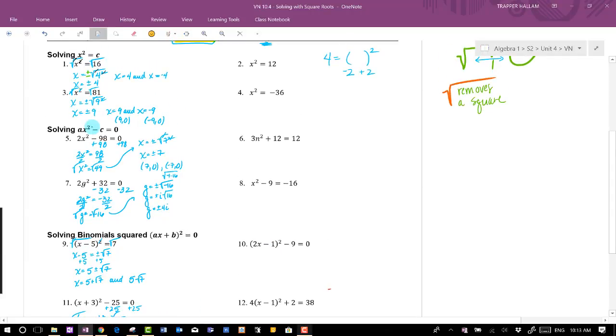You see how to do it if we have a constant or if the whole thing, the expression, is squared. So you should be good to go.